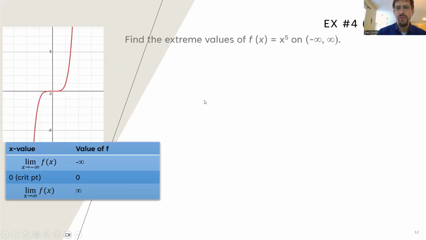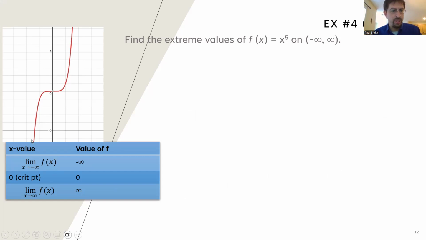All right, example 4, find the extreme values of f of x is equal to x to the 5th on the interval -infinity to infinity. Again, what do we do if we got -infinity to infinity? Well, we need to use those as endpoints, in quotes, right? They're not really endpoints, but we're testing them using limits.